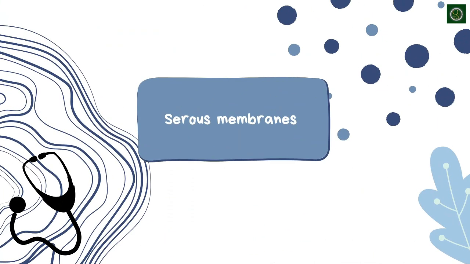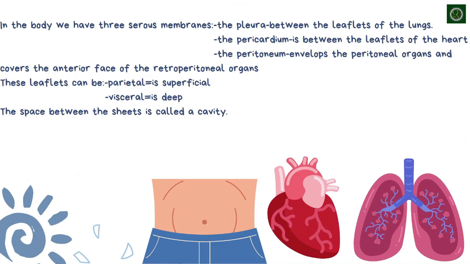Serous membranes. In the body, we have three serous membranes: the pleura, the pericardium, and the peritoneum. The peritoneum envelops the peritoneal organs and covers the anterior face of the retroperitoneal organs. The pericardium is between the leaflets of the heart, and the pleura is between the leaflets of the lungs.